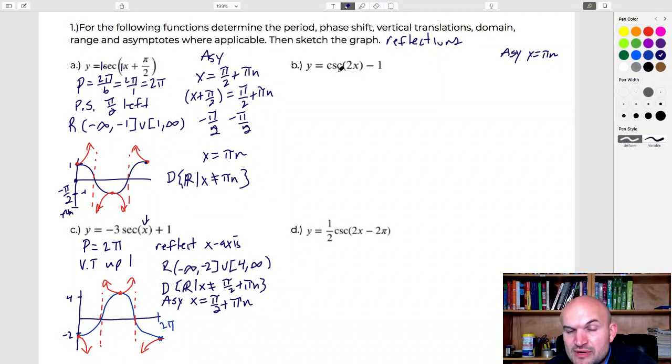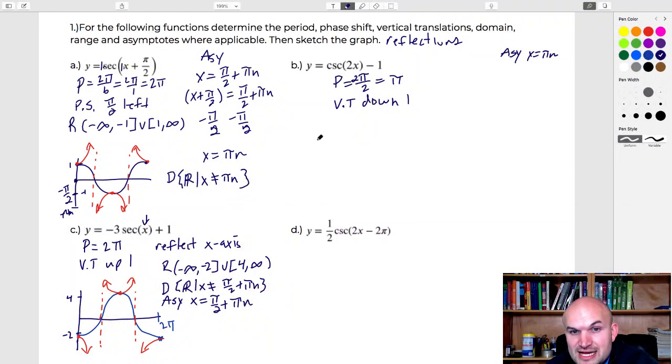In this case, you can see we have a 2 for our b. So when I do my period, I do 2 pi over 2, which ends up giving me pi. So we can see that the graph is being compressed by a factor of 2. I'm shifting the graph down 1, so I'm just going to say vertical shift down 1.